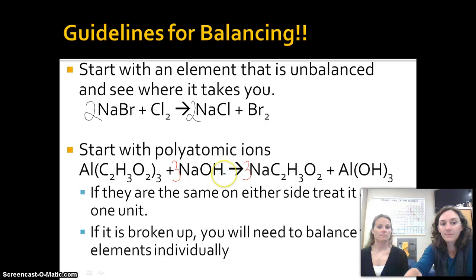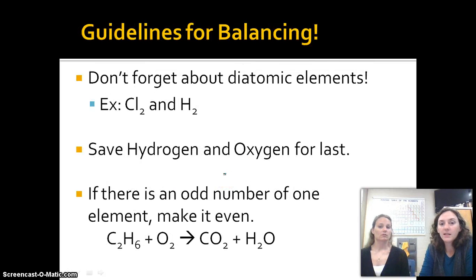Don't forget about your diatomic elements. If you're writing a formula and you have chlorine gas, chlorine gas is Cl2. These are on your cheat sheet. Make sure that you remember your diatomic molecules so that you have your formulas correct. One of the biggest things is that if you don't have your formula correct, you're never going to be able to balance and you just run around in circles.